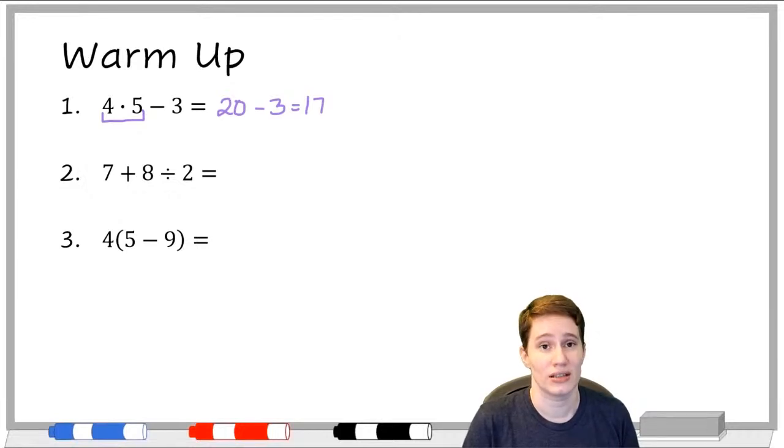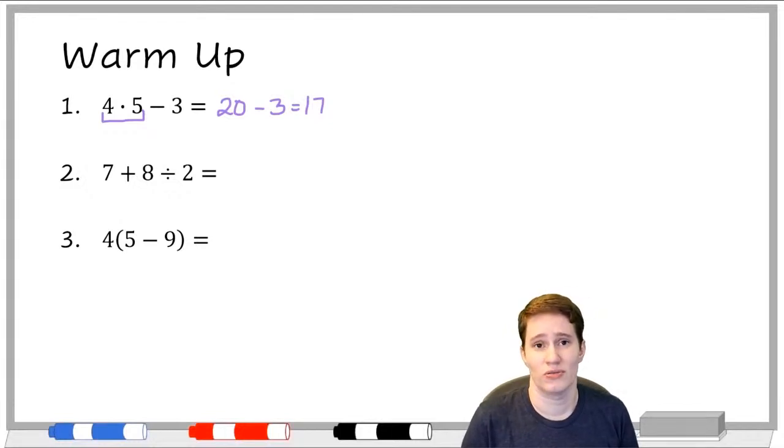You get a different answer if you do it the other way around. If I do 5 minus 3, I get 2, and then I times by 4, I get 8. So we have to have a way that we all are going to do this to get the same answer. That's why this is the accepted way of doing it, and you don't get to just make up what you want to do. Sorry about that.